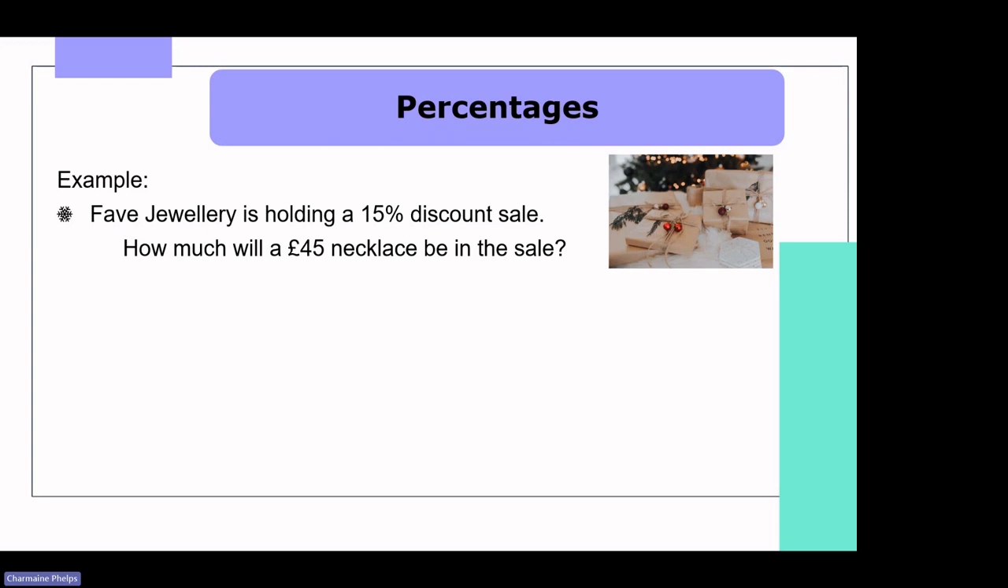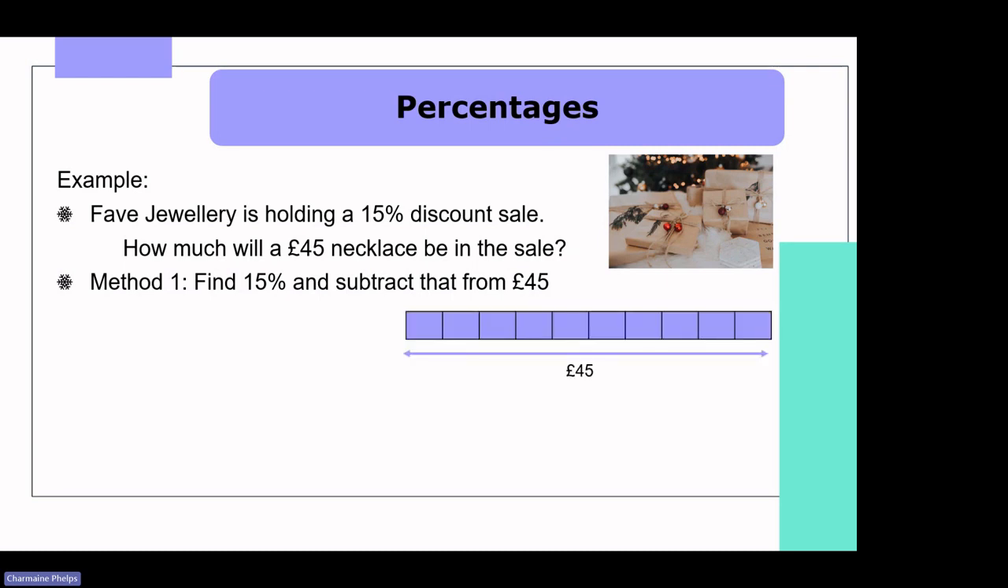And if you always think of it in those terms, then you shouldn't go far wrong. So for this example, here's one method. What I might do is try to find 15% and take that away from £45. So here is our whole. Now, it would just take me too long to split this whole into 100. I'd have too many lines. So for convenience sake, I've split this into 10. So each one of these is worth 10.